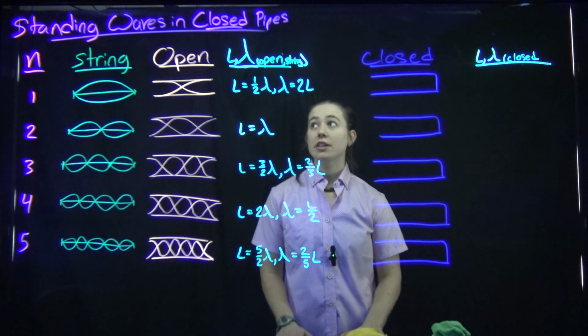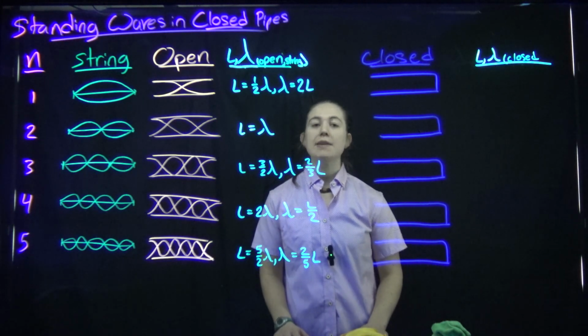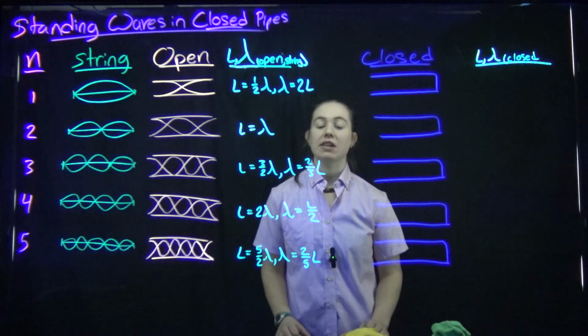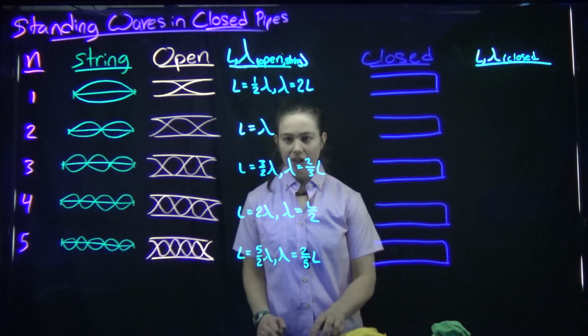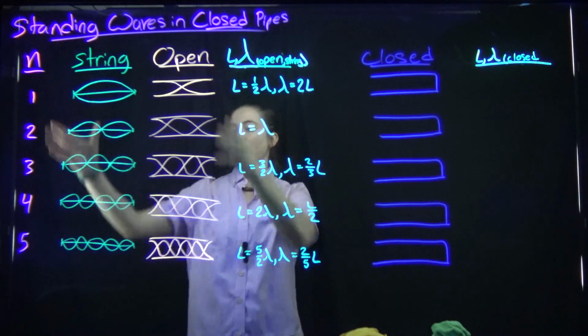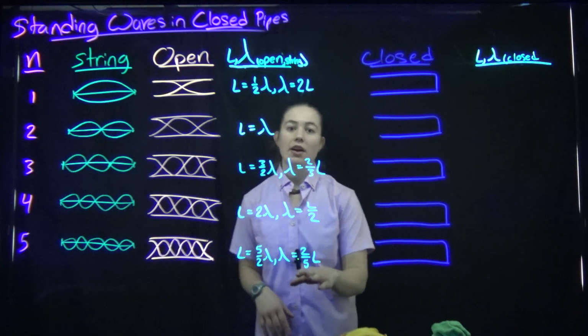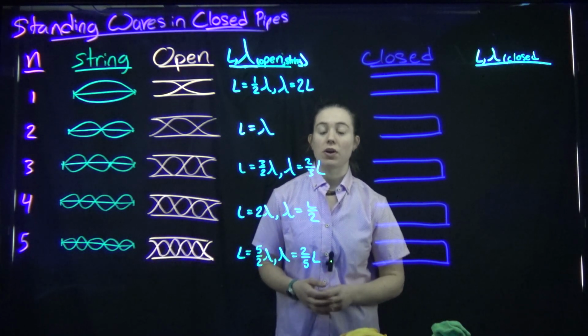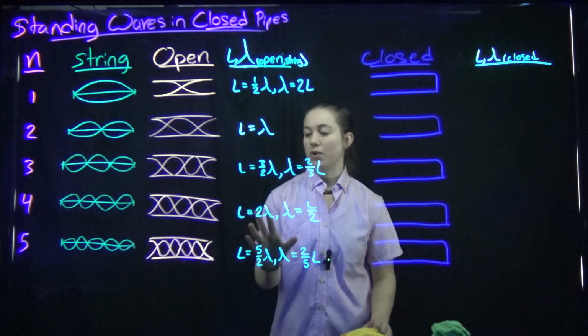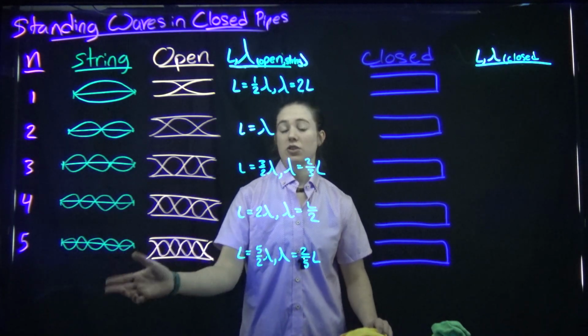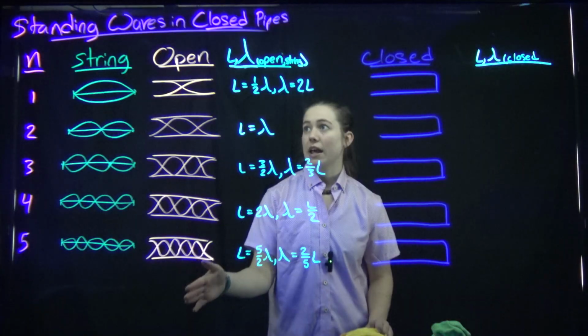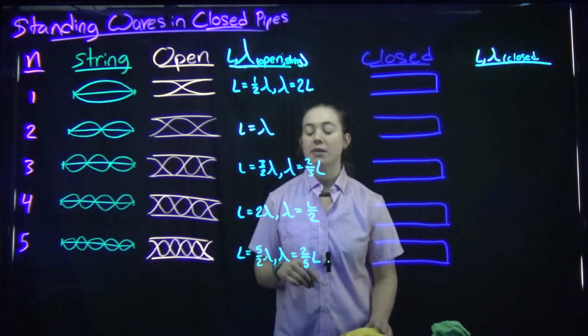Hi, so last time we looked at standing waves in open pipes. Today we're going to look at standing waves in closed pipes. So last time we worked out these first three columns, and then I added here the equations for L or lambda for both of these standing waves on a string and standing waves in open pipes.